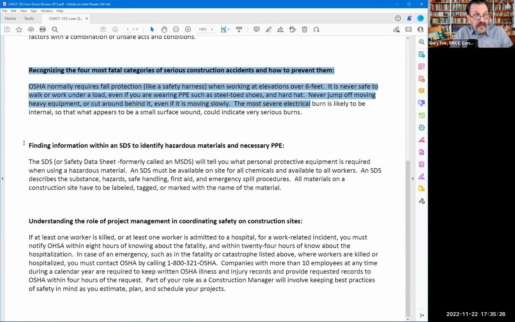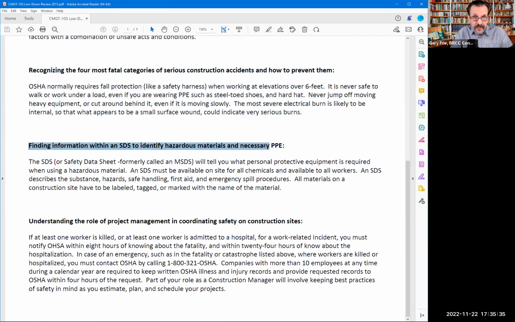Remember, the last topic in the first exam was on HAZCOM, hazardous communication, or health hazards in construction. Within that chapter, we talked about the safety data sheet, or the SDS. So you need to remember that abbreviation. The SDS stands for Safety Data Sheet.